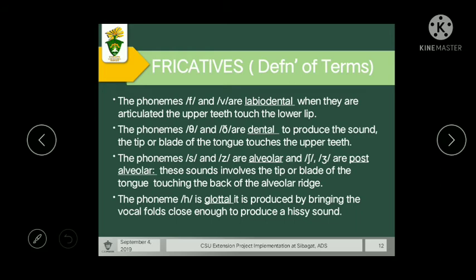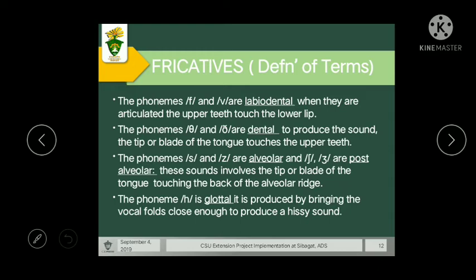We have discussed, or we did describe that one a while ago. The phonemes F and V are labiodentals. When they are articulated, the upper teeth touch the lower lip. The phonemes theta and eth are dental because to produce the sound, the tip or blade of the tongue touches the upper teeth. And the phonemes s and z are alveolar, and sh and zh are post-alveolar.